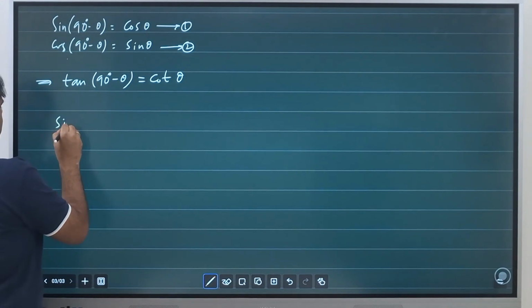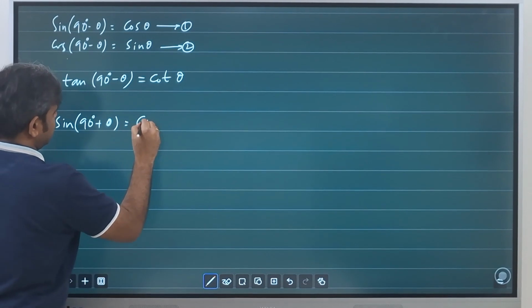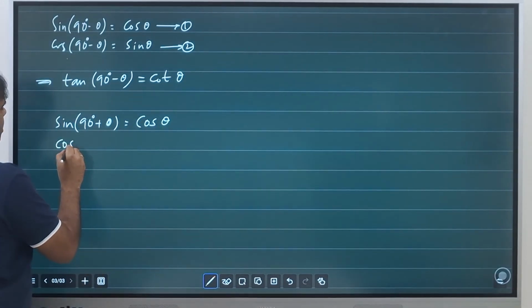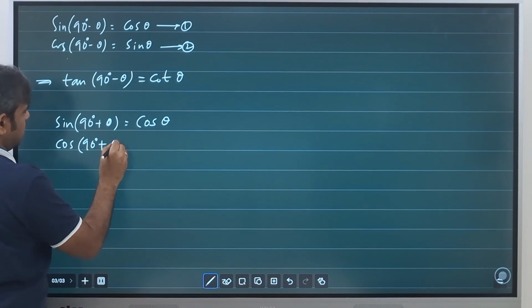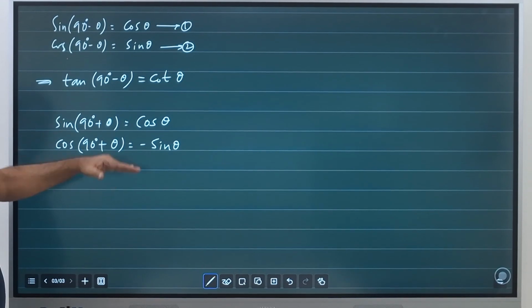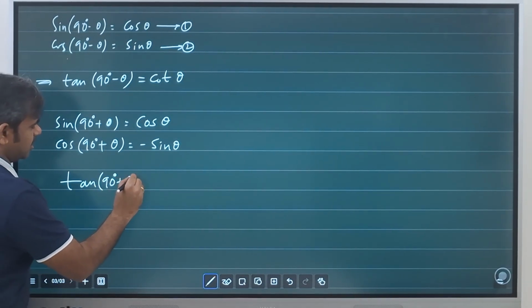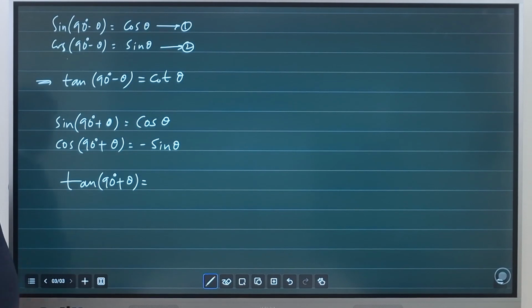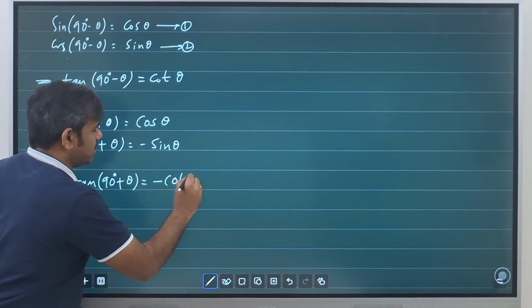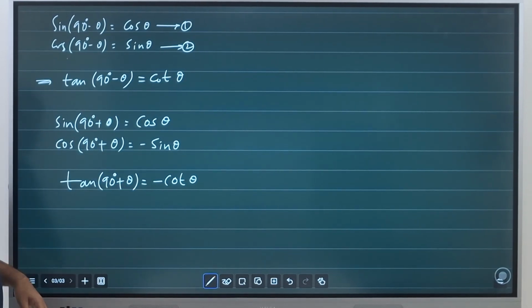Similarly, you can write for all other values. Sine 90 degrees plus theta is equal to cos theta. Cos 90 degrees plus theta is equal to minus sine theta. Write down the ratio of these two equations. Sine 90 plus theta divided by cos 90 plus theta gives tan 90 degrees plus theta. On the right hand side, we are getting minus cot theta. Sin theta by cos theta is tan theta, cos theta by sin theta is cot theta. So tan 90 degrees plus theta is equal to minus cot theta.